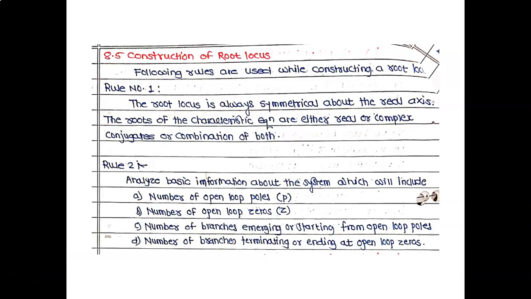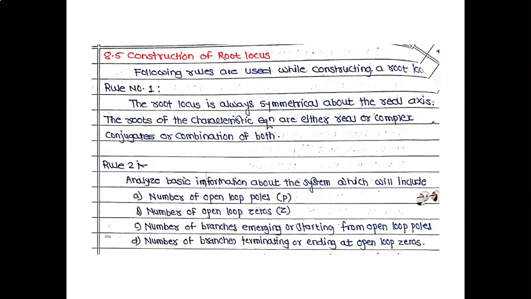Welcome. Up till now we have seen what is meant by root locus, what is meant by angle condition, magnitude condition, what is meant by breakaway point, what is meant by angle of arrival, angle of departure. Now today we will see what are the different steps involved in the construction of root locus. Therefore, the next point is construction of root locus.